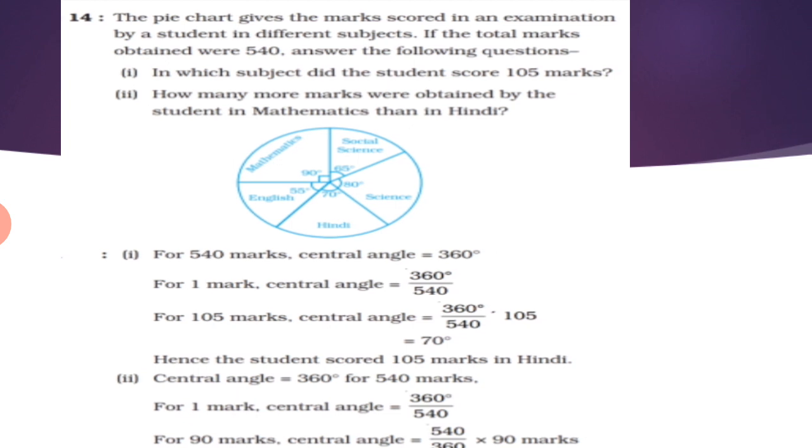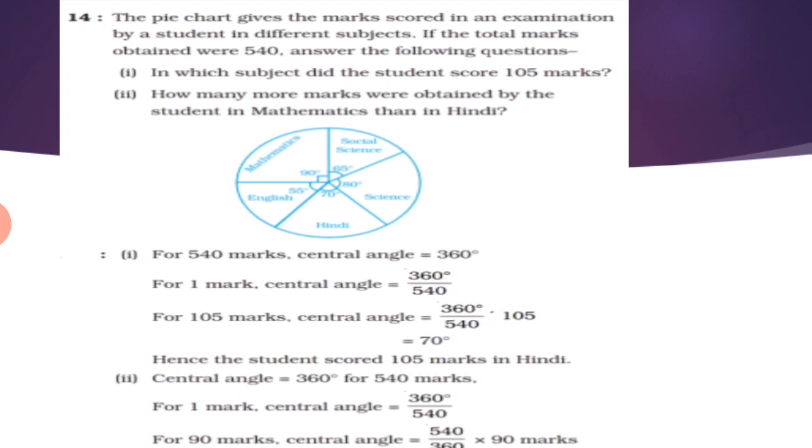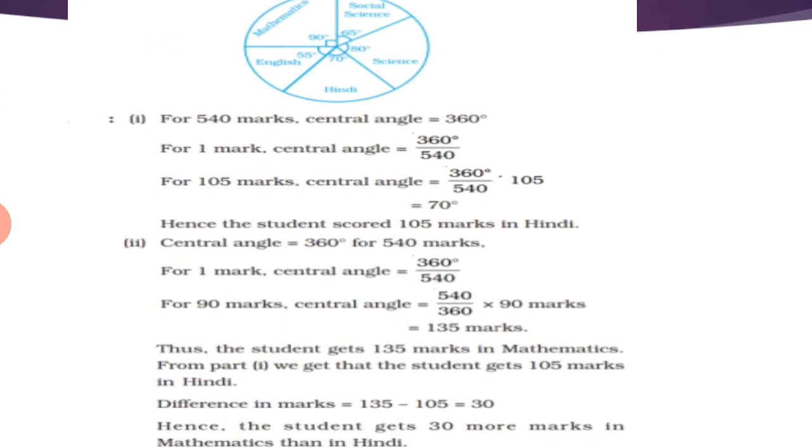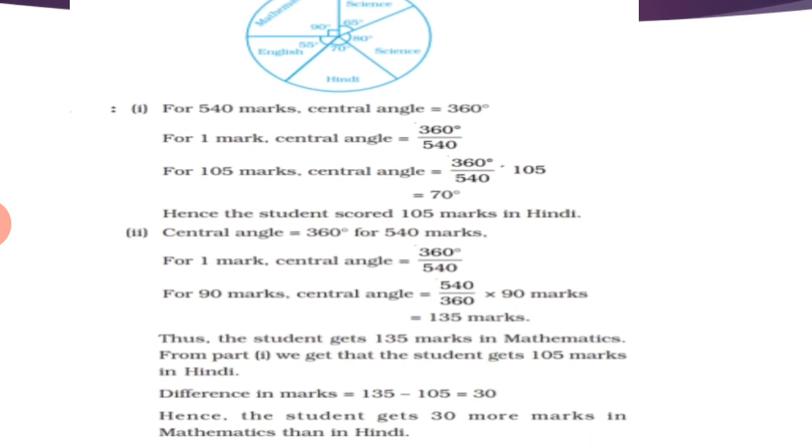Just remember here, the marks are not available. That means the frequency is not available, but total frequency is there. Total frequency is given, total degree is given, and either the marks are given or the degree is given. So first one we have to find 360 by 540 into 105. And the other one also it is going to be 540 by 360 into 90.